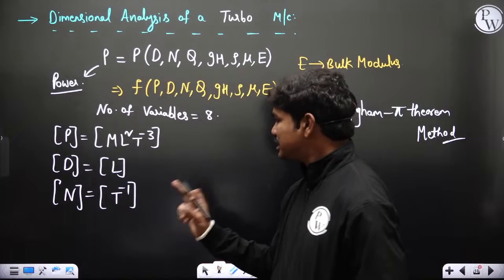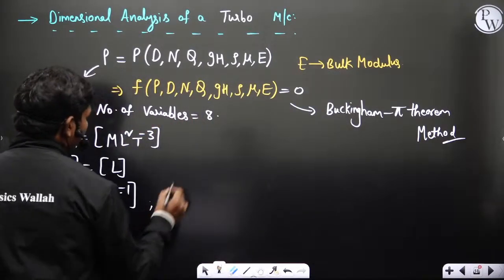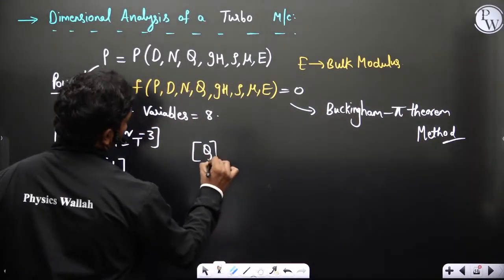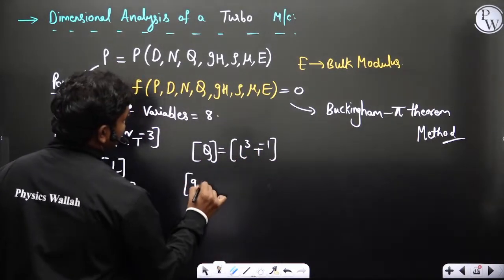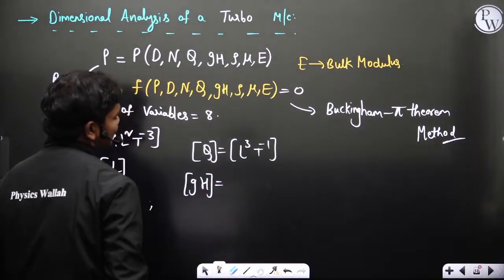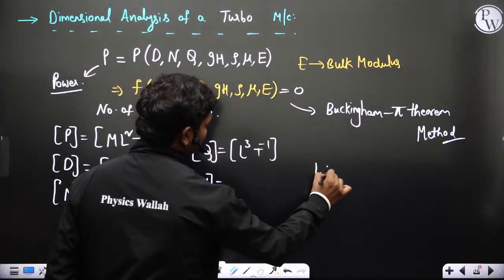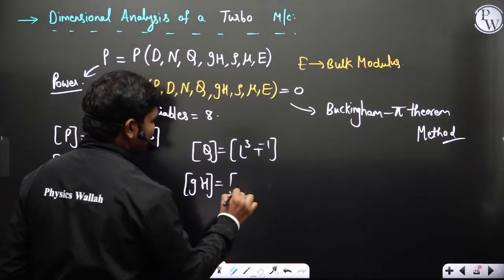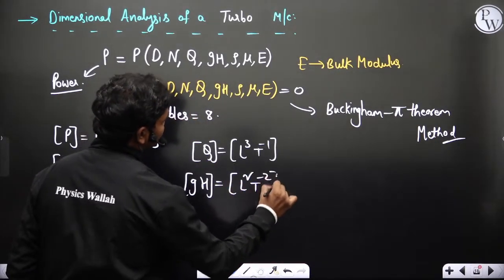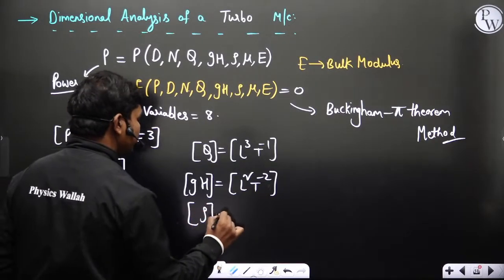Now discharge is meter cube per second. Then gH is the unit head. So gH, what are the units? g is meters per second square, into head, L. So L square T power minus 2. So this has the dimensions of L square T power minus 2. Then density, kg per meter cube.